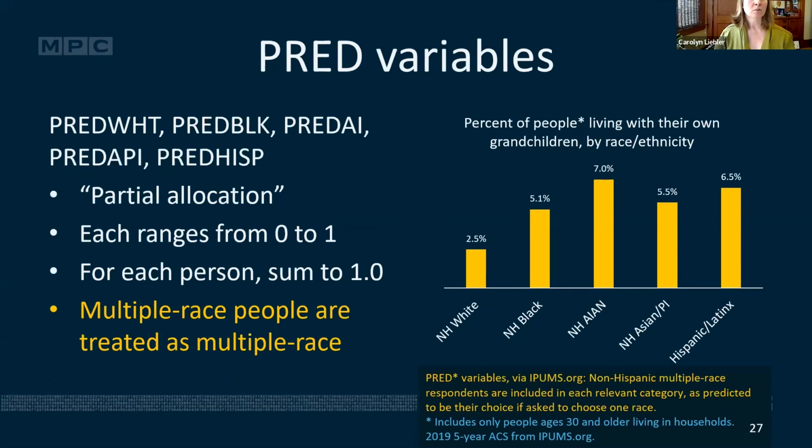If you were to use the PRED variables to calculate the same information, you get a slightly different percentage because we're adding up fractions instead of adding up whole numbers. But you might consider this to be more accurate because those fractions are representing real uncertainty. We're not sure exactly which single race a multiple race person would choose. We're just predicting it.